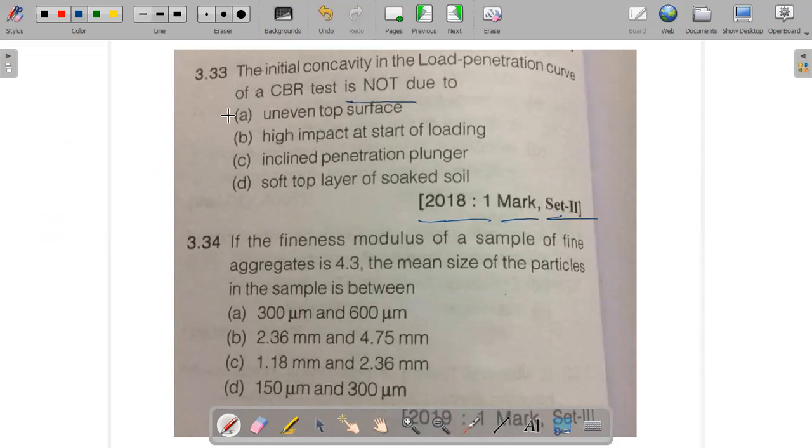So here we discussed that the initial concavity in the load penetration curve of CBR is due to the uneven top surface, due to the inclined penetration plunger, due to a soft top layer. So there is one remaining option, high impact head start of loading. So this is the correct answer, that is option B is the correct answer.